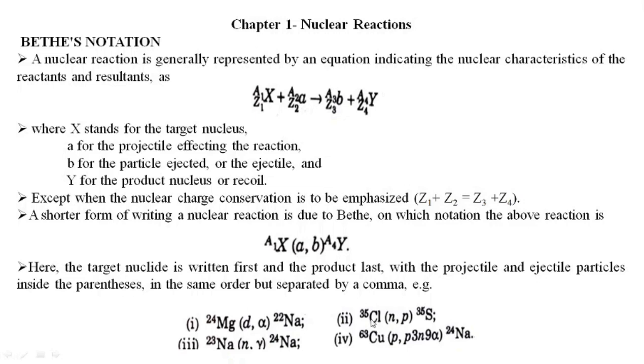The second example is chlorine 35 bombarded by a neutron, and with the ejection of a proton, it forms sulfur 35. The third example is again sodium 23. Here the projectile is a neutron, the ejectile is a gamma particle, and the product is sodium 24. Similarly, here copper 63, the projectile is a proton, and a large number of particles are ejected, so these are all the ejectiles, and it leads to the formation of the product sodium 24.